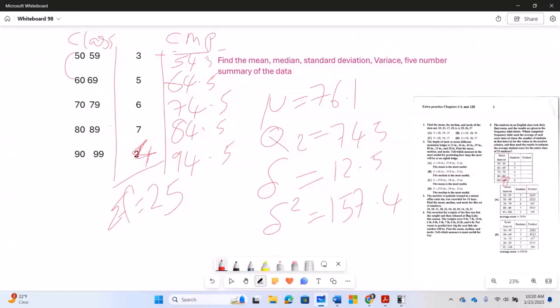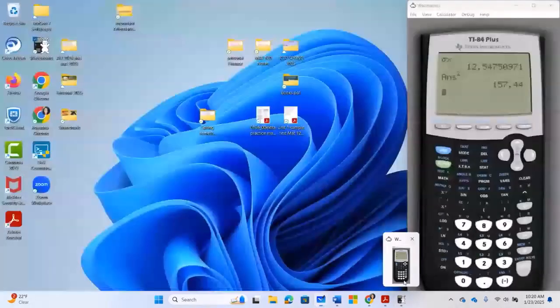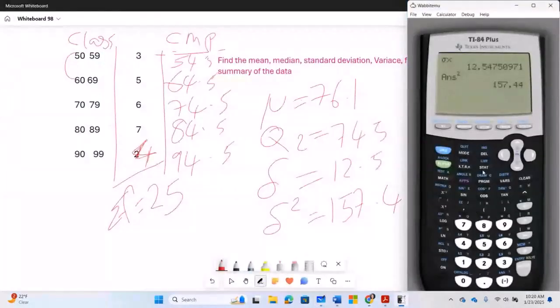Okay, the 5-number summary. I'll go back to my calculator and find that 5-number summary. Let's go back to start, arrow to calc. You wonder why I'm doing it again, because it's no longer on my screen.